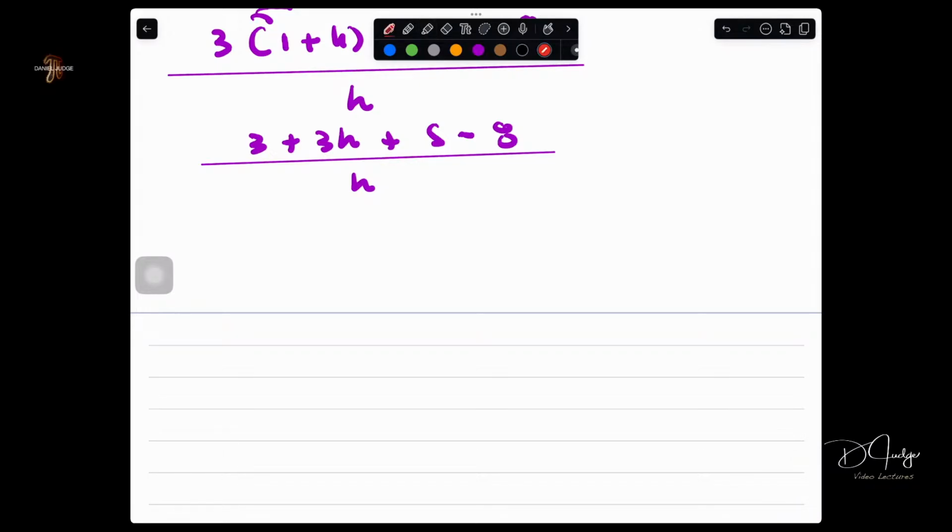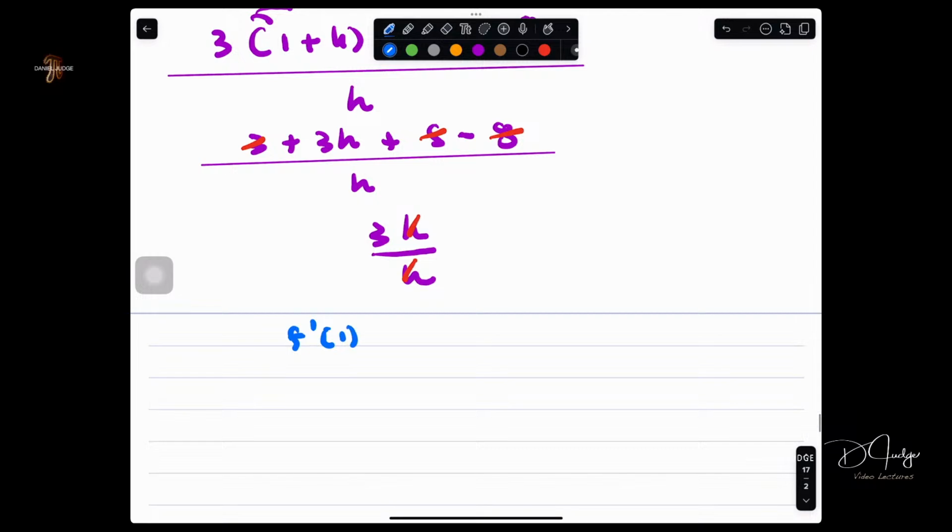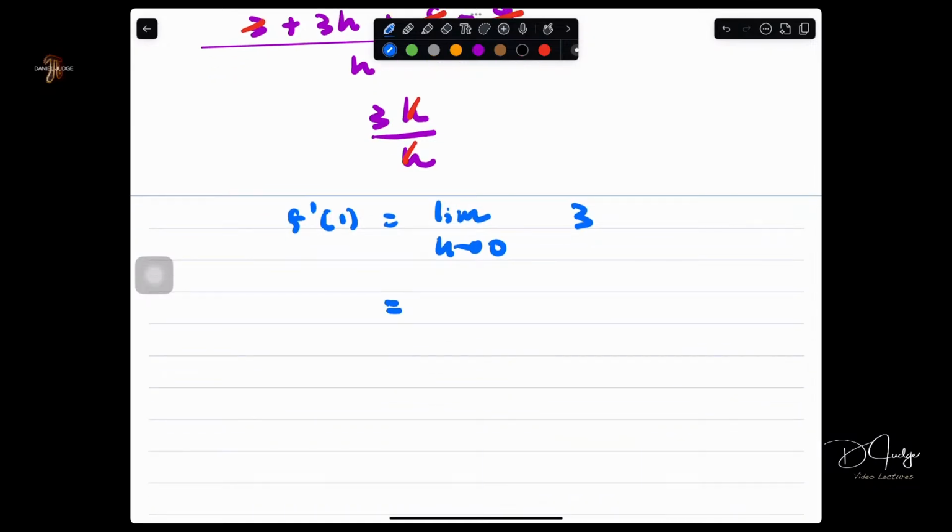And notice what happens with the constants. 3 plus 5 is 8, minus 8, it's gone. You're going to be left with 3h over h. We can cancel the h's. This now becomes f prime of 1 is the limit as h goes to 0 now of that constant 3. Now remember, we've been saying that the limit of a constant is a constant. So this is the final answer. We found that f prime of 1 equals 3.